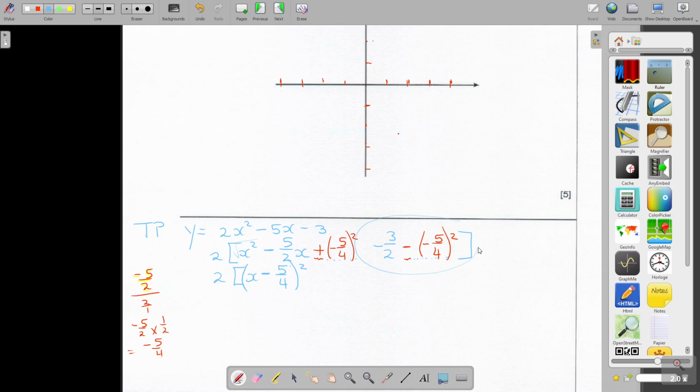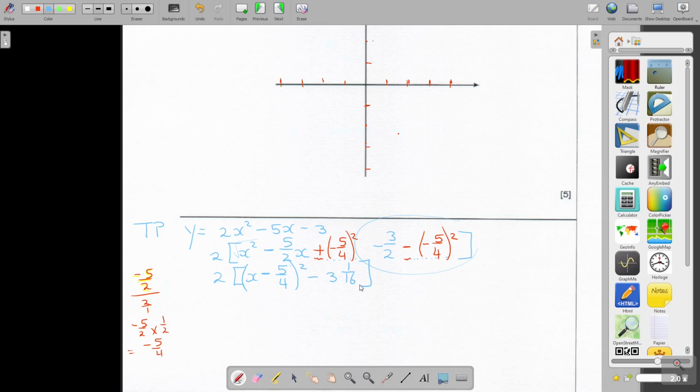So on your calculator, press negative 3, the fraction key, 2. You can even put everything in. So minus bracket, minus 5, fraction key, 4, close the bracket, square, equals. And I get negative 3 and 1 over 16.